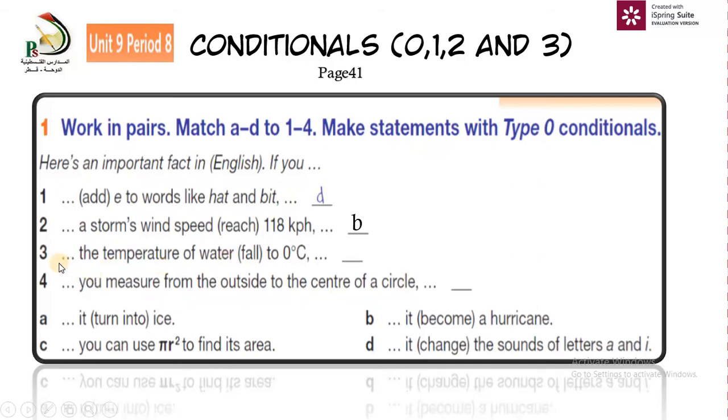See here, number 3. If the temperature of water falls to 0 degrees centigrade, what does it become? It turns into ice. Good. 4: If you measure from the outside to the center of a circle, you can use pi r squared to find its area. Now you're supposed to make these 4 conditionals and write them down in a notebook. Change the verb like I did.